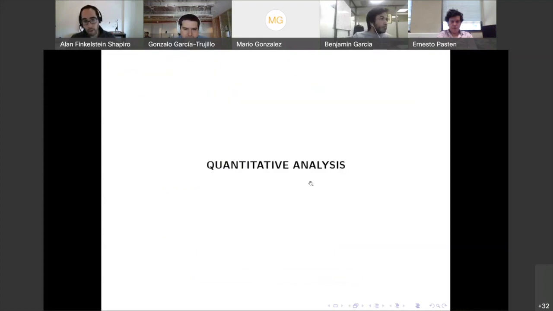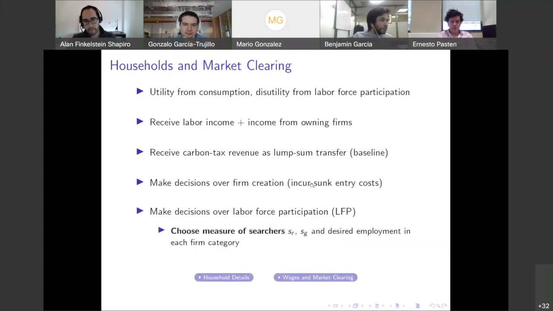If there are any questions, I'm happy to go over details of the model, but I think the results are obviously more interesting, and that's where I want to spend a little more time, dissecting the mechanism that we have in the model.